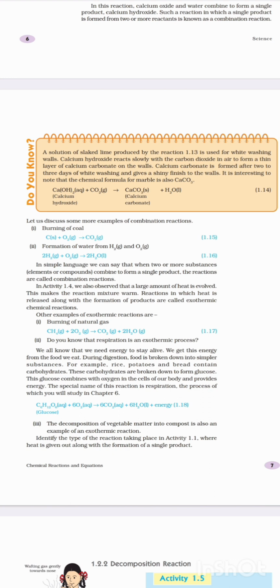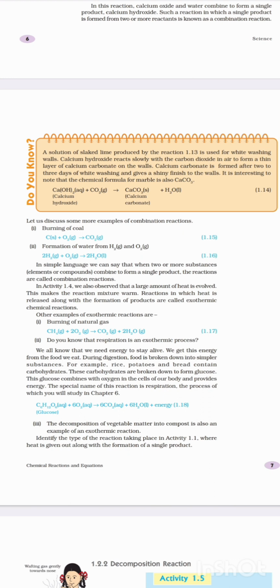The decomposition of vegetable matter into compost is also an example of an exothermic reaction. Okay, so these are examples of combination reactions, as well as exothermic reactions. Combination reactions are those reactions in which two or more reactants combine to form a single product. The second term that we have understood here is exothermic reaction. What are exothermic reactions? Exothermic reactions are those reactions in which energy is involved for the completion of the reaction.